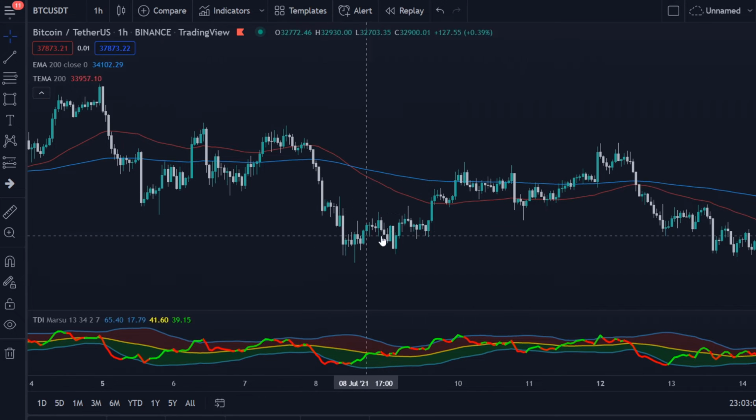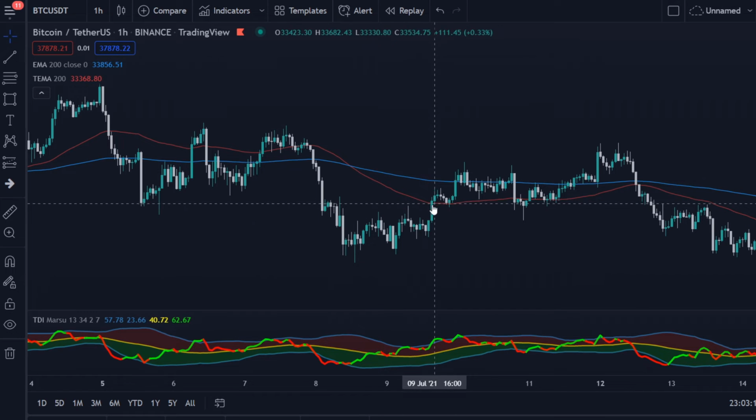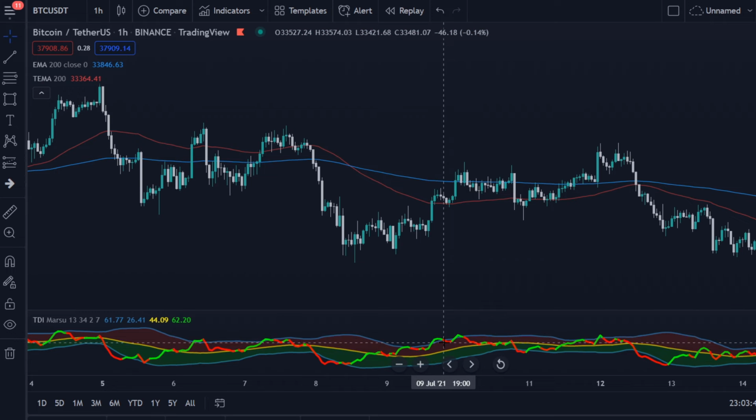Over here we see the price is below the blue line, below the 200 exponential moving average. So we wait until the price crosses the TMA line. So over here the price has crossed the TMA line. And then next we have to look at our TDI indicator, and the green line needs to cross the blue band, which happens about here. And then when it comes back inside the band, then this starts to become interesting.